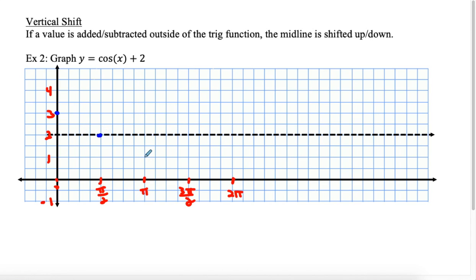Then at pi, I go down to my minimum. In this case, my minimum is just going to be 1 down from the midline. So in this case, my minimum is at positive 1. Then at 3 pi over 2, I'm back to the midline. And at 2 pi, I'm back to my maximum, which in this case is 3. So when we sketch out cosine, make sure we're not just drawing a V. Make sure that it looks like a nice curve like this.